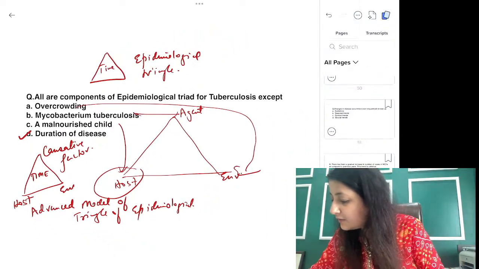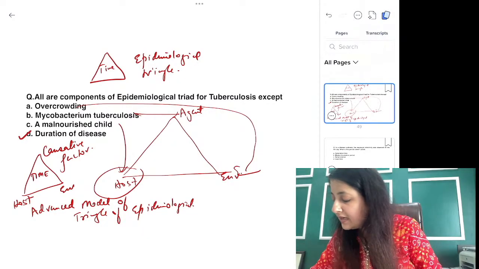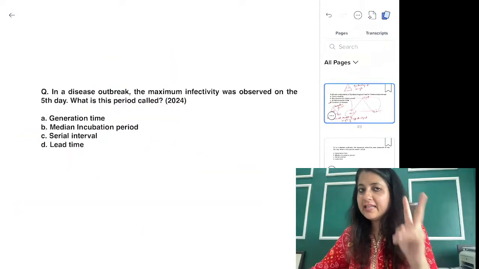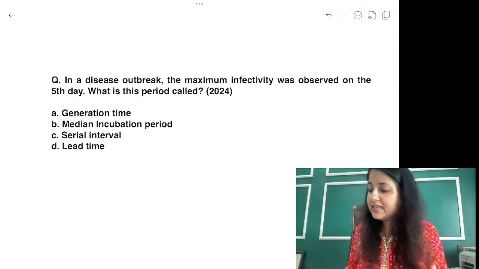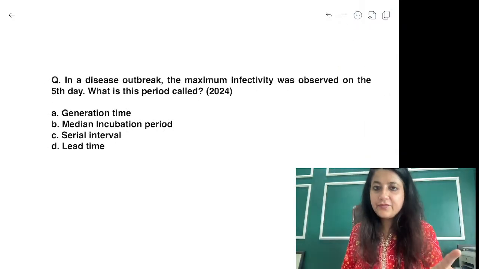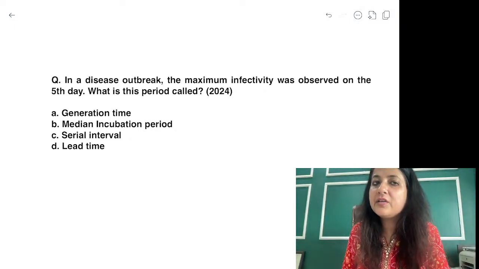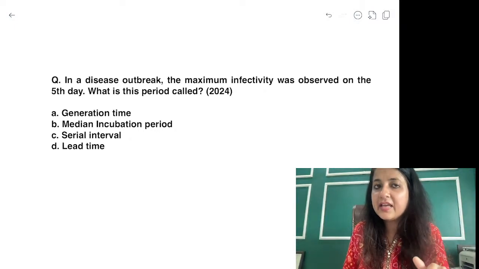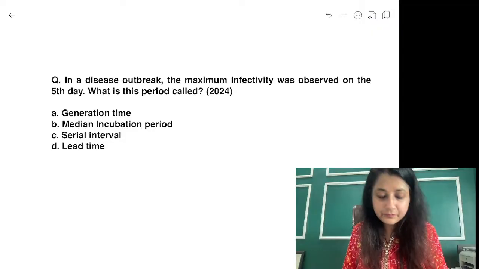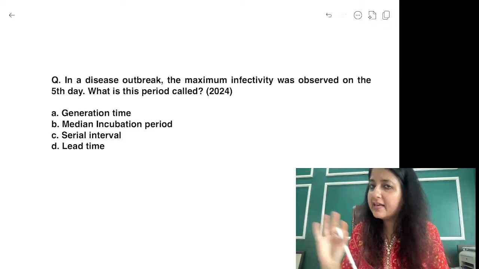In the unannotated PDF, you might form a couple of questions about, yeah, let's do one thing, 2 minutes, okay? Let's wrap up these MCQs. What is the answer to this? In a disease outbreak, it's 2 minutes, as fast as you can write, okay? In a disease outbreak, maximum infectivity was observed on the 5th day. What is this period called? 2 more minutes. Write the answer as fast as you can, I will explain.